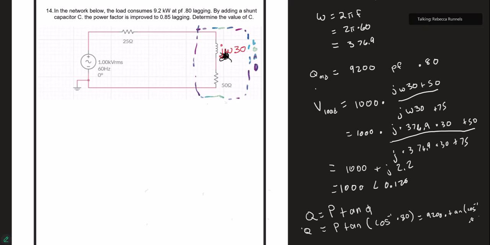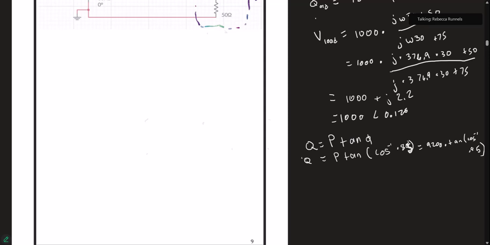Now I was changing it to 0.85. That's going to be our new power factor, 0.85. So I'm trying to get our new Q. And so it'll be 9,200 times the tangent of the inverse cosine of 0.85, which is 5701. So our new Q is 5701.